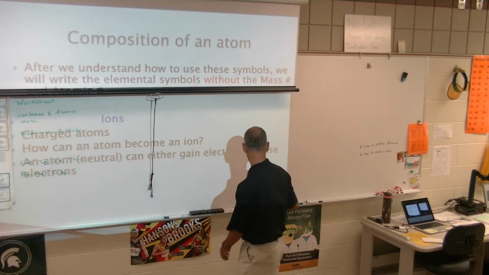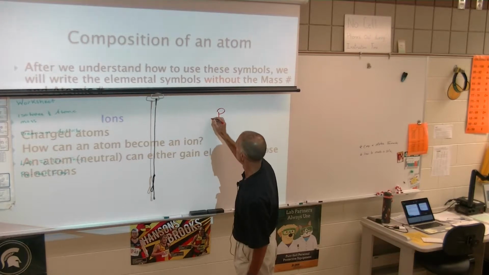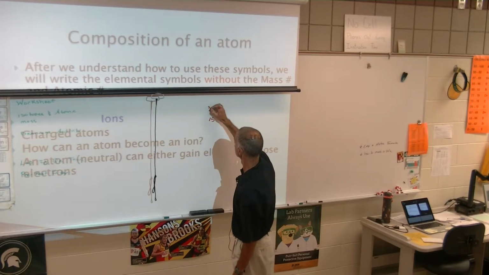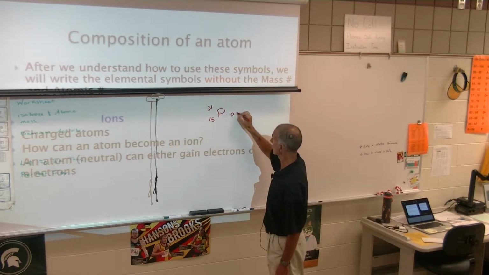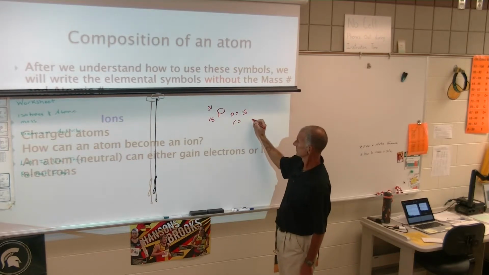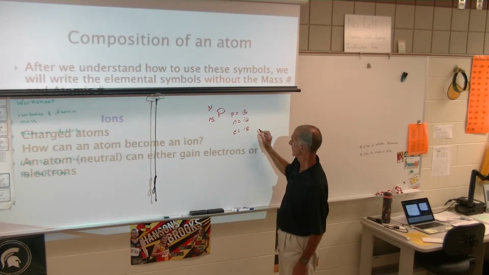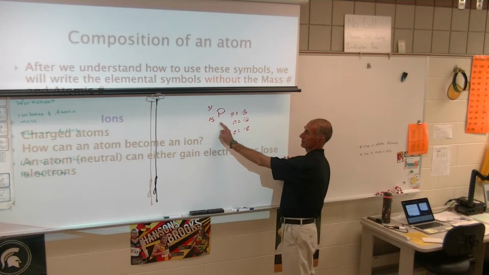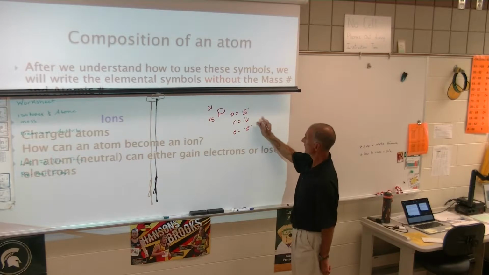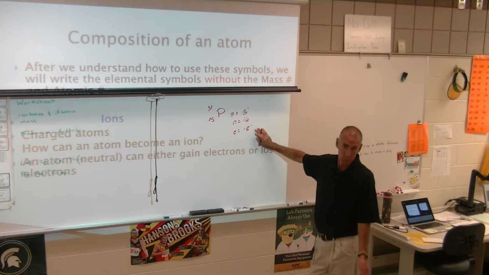So we'll pick an easy one here, phosphorus, 15 and 31. How many protons does phosphorus have? 15. How many neutrons? 16. And how many electrons? 15. So as a neutral atom, we have 15 protons and 15 electrons. I can put my plus and minuses up here because they're charged. So 15 positive and 15 negative gives me a neutral atom.